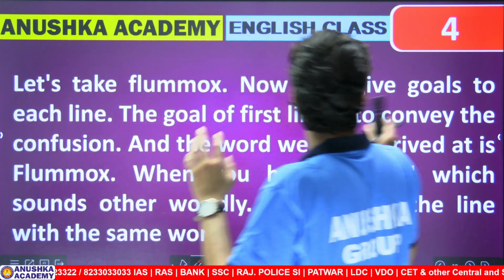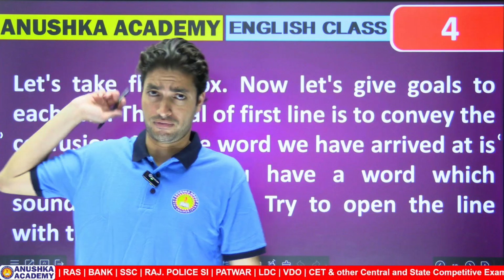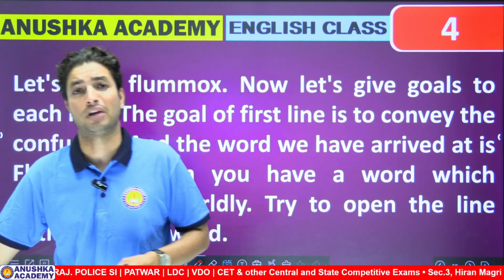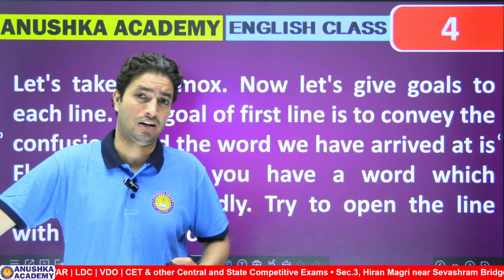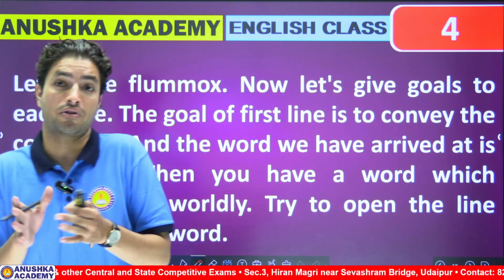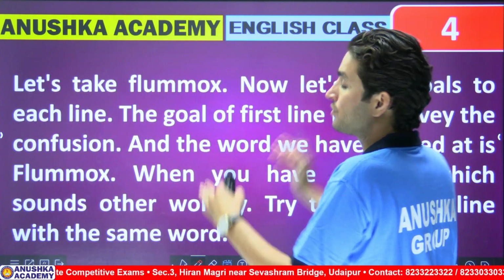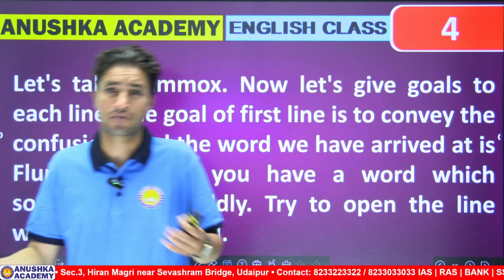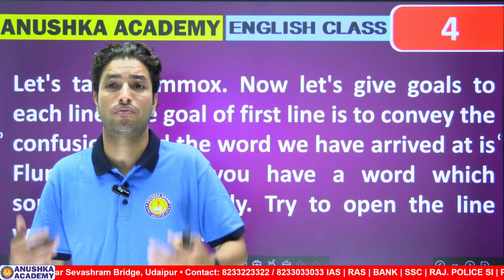Now let's give goals to each line. This is our first baby step that we've successfully taken. We have found an alternative for confusion which has a scintillating effect. Now let's give goals to each of our lines. The goal of the first line is to convey the confusion. Now the first line is self-explanatory. It has to convey the theme, convey the conflict.